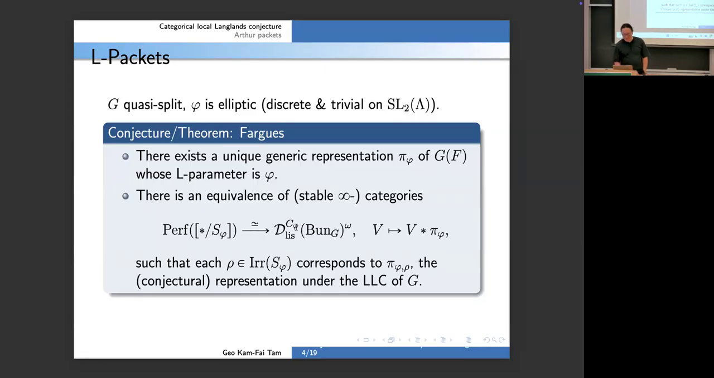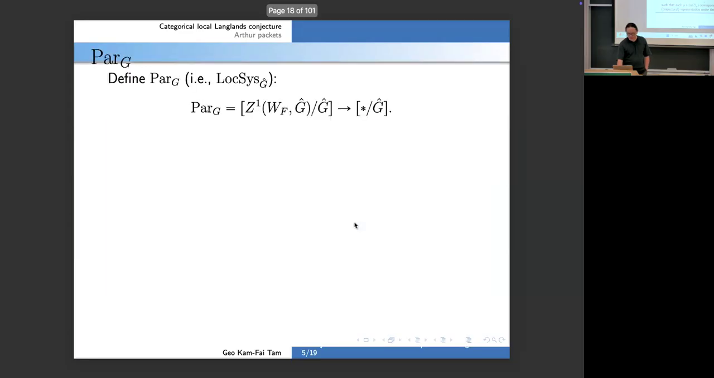C5 is the connected component of this phi. You think about phi as just a point in par G. So this is the connected component, and this is the category corresponding to those sheaves supported on that component. Maybe it's not a good strategy to directly show you these complicated statements, but I will explain all these in the following slides.